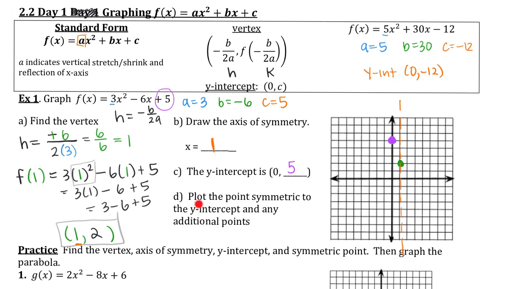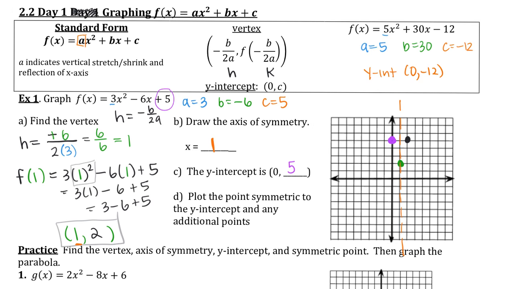Okay, the last step, I'm going to plot the point symmetric to the y-intercept and any additional points. This is the axis of symmetry, it divides it in half. So if there's a point on the left side of the axis of symmetry, there must be a corresponding point on the right side of the axis of symmetry. So this is 1 away. So on the other side, the right side of the axis of symmetry, I'm drawing another point.